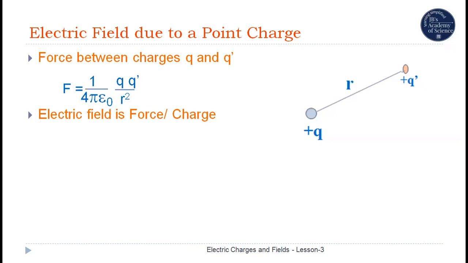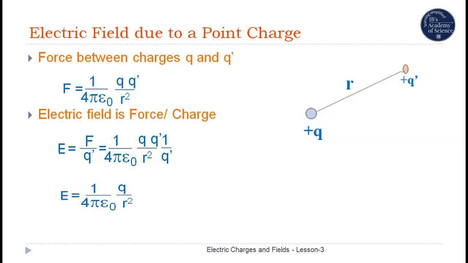Now, by the definition, electric field at a point is the force experienced by unit positive charge, or force by charge. So E is equal to F divided by Q dash, which is equal to 1 by 4 pi epsilon 0 Q Q dash divided by r square, into 1 by Q dash. That is, E is equal to 1 by 4 pi epsilon 0 Q divided by r square. This is the expression for electric field due to a point charge.